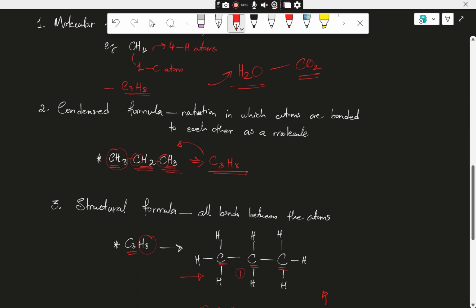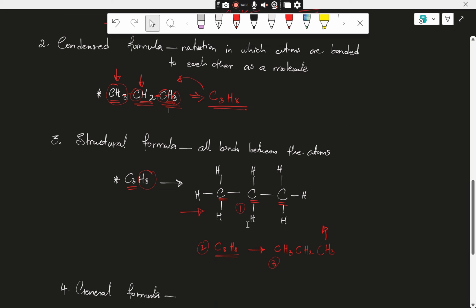But when you break them down, we have the condensed formula, the notation in which atoms are bonded to each other in a molecule. So this shows you that this first C atom is bonded to three hydrogen atoms and one carbon atom, and this one to two H and two C's. This one is bonded to one C and also to three hydrogen atoms. Those are called condensed formulas.